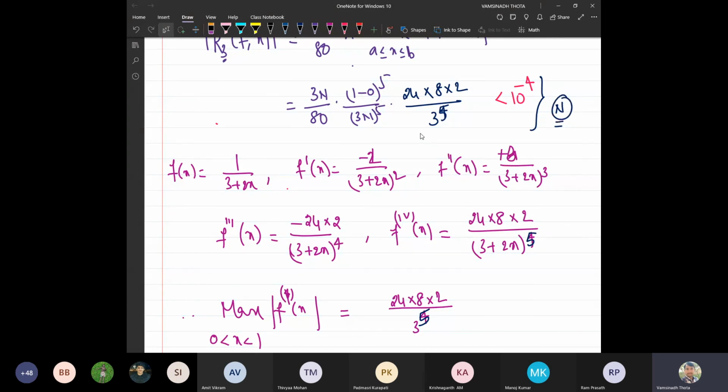But how many subintervals are required? It is not n. The number of subintervals required is 3n. Remember that. In Simpson's 1/3 rule, the number of subintervals required is 2n. Since it is a number, it should be an integer. So keep all these things in mind when giving the number of subintervals required to get the error tolerance.